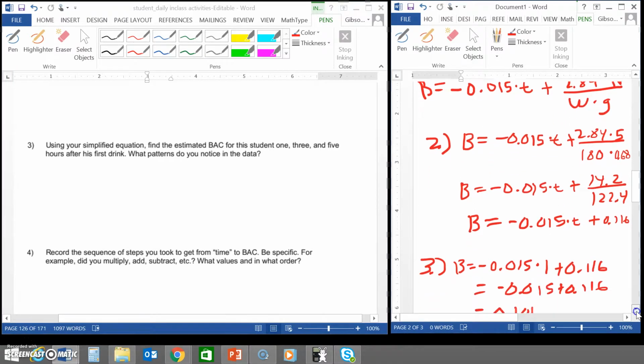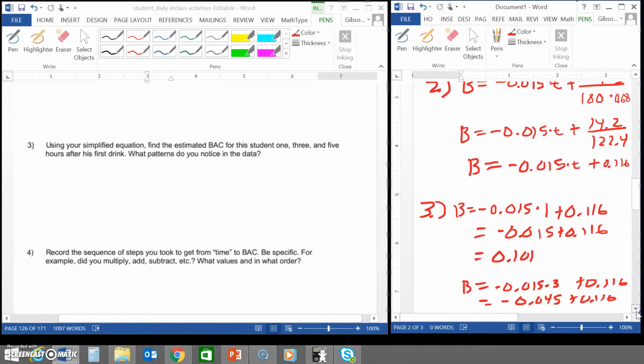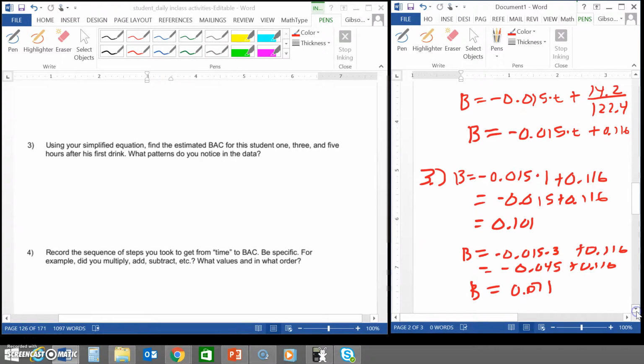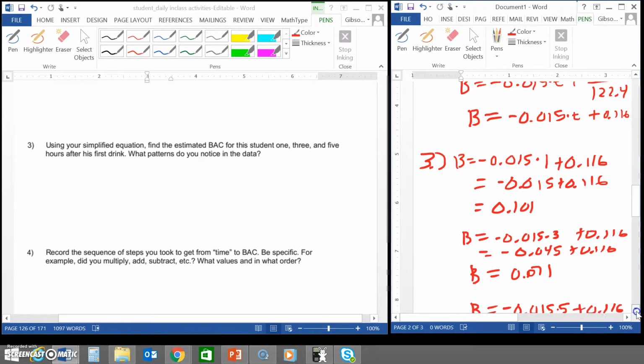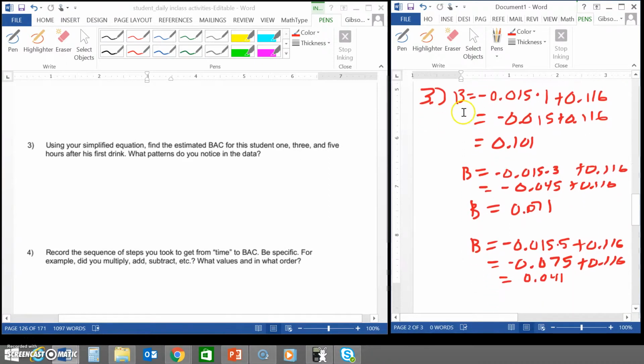Number 3 says, using your simplified equation, find the estimated BAC for this student 1, 3, and 5 hours after his first drink. Okay, so what I did here, I took the liberty of taking this equation, and for T, I substituted in 1 here, 3 here, and 5 here. So we had a negative 0.015 times 1, which gave us a negative 0.015. And we add the 0.116, which gives us a final answer of 0.101.